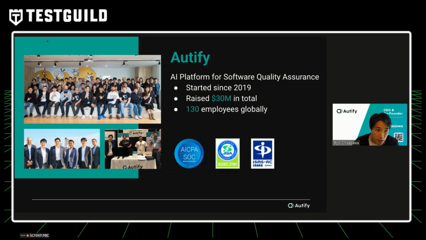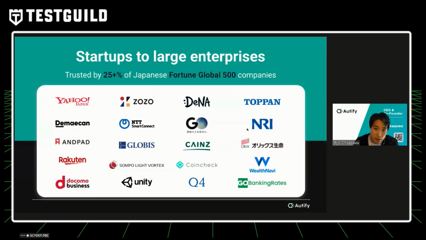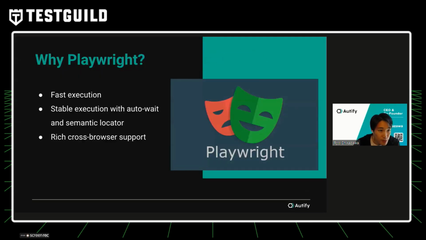So we have pretty global teams here, and we have a lot of customers all over the world. During our 5 to 6 years of journey, we've been helping a lot of different companies, from fast growing startups to large enterprises. We've been helping a lot of Fortune Global 500 companies accelerate their software development processes and also QA processes. Those are some of our notable customers. So let's go into the main topic of today.